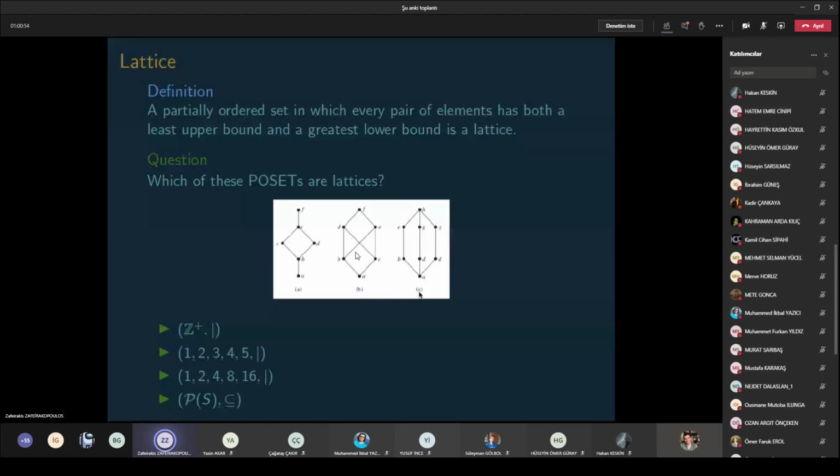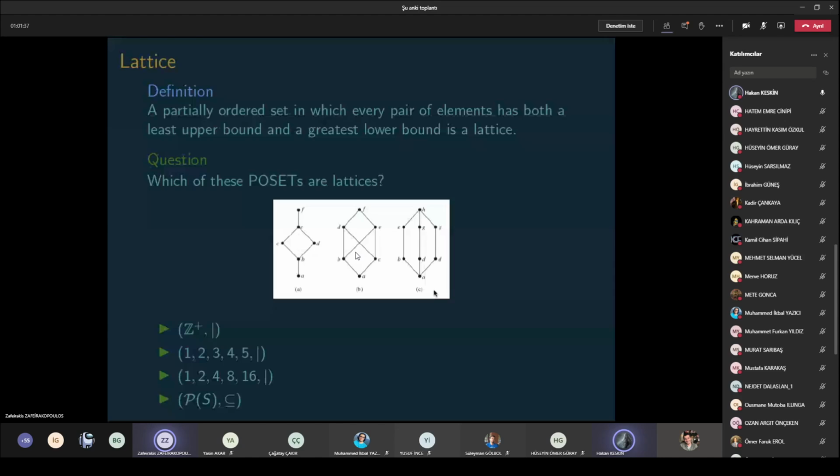Is B a lattice? Is C a lattice? Hakan? I'm not sure, however, I would say no, because there are ones that I can't compare, right? What about D and E? So what about this one? About C? That could be true, because I'm not really sure, sorry.